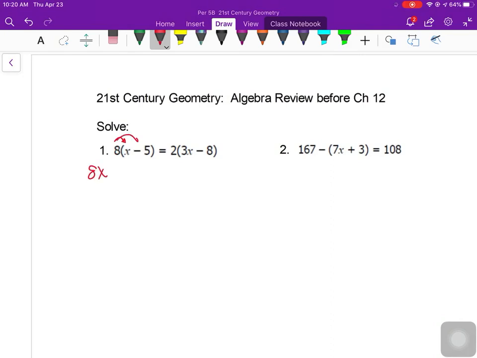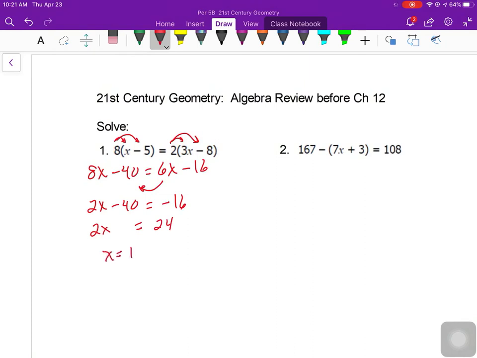Here we'd have to distribute: 8x minus 40 equals 6x minus 16. We have x's on both sides, so let's subtract and move all of them to one side. I'm going to move everything to the left side, so I'll subtract the 6x. I get 2x minus 40 equals negative 16. Then we'll add the 40. 2x will equal 24. We divide by 2, and x is 12.